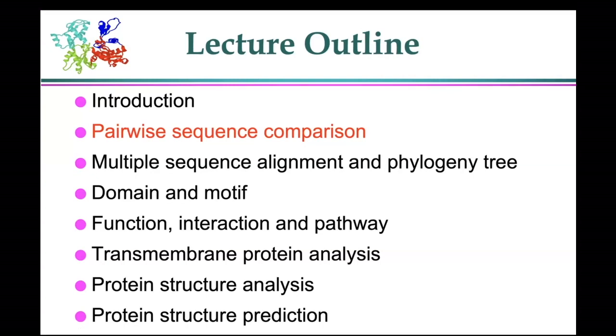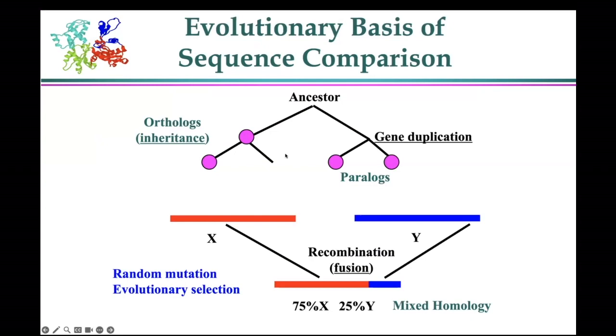Okay, so let's talk about the second part of this lecture, that is the pairwise sequence comparison. We all know proteins are evolutionarily related. Typically, an ancestor protein will have so-called orthologs and paralogs. Ortholog basically means by inheritance: you have one gene, and in evolution, another species will also contain the same gene, but with some variations. And then you also see so-called gene duplication.